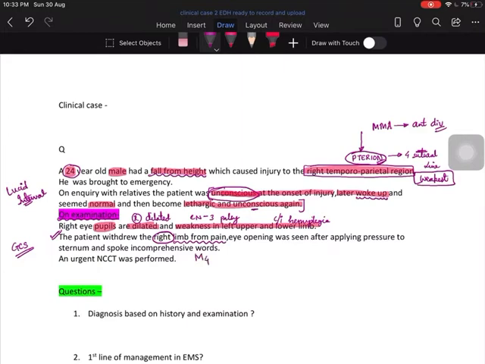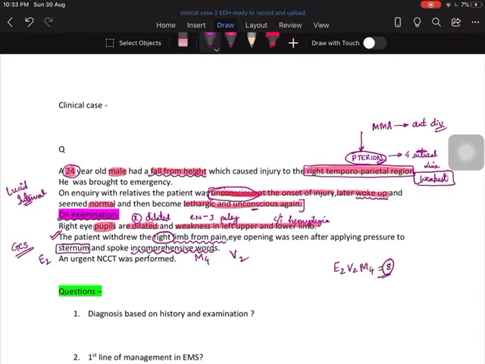The eye opening was seen after applying pressure to the sternum. Pressure to the sternum is a painful stimulus, and if eye opening occurs after that, it is E2. And he spoke incomprehensible words, so this verbal response is V2. So the GCS of the patient is E2, V2, M4, which is equal to 8.